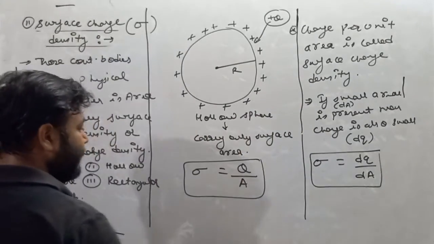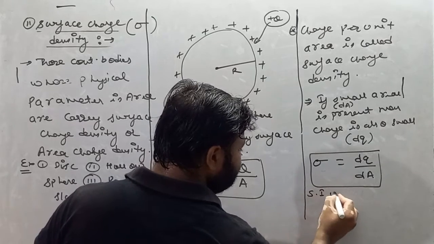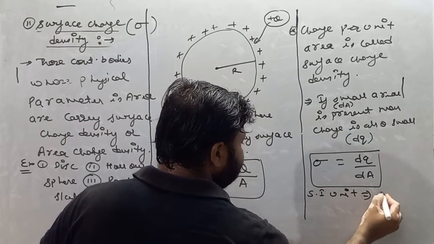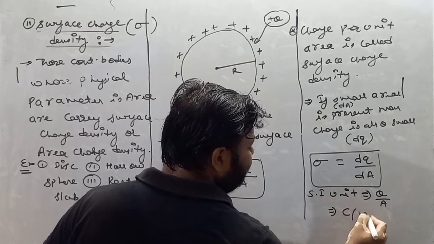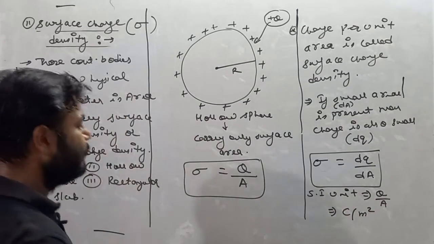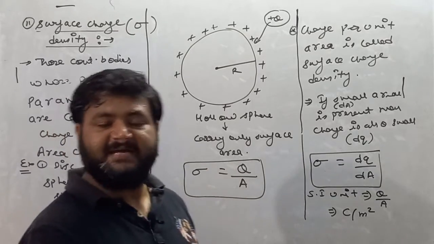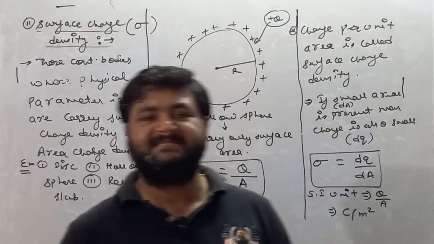Now if I am talking about its SI unit, we all know that it is Q by A. The SI unit of charge is coulomb, and for area it is meter square. So coulomb per meter square is the SI unit of surface charge density.